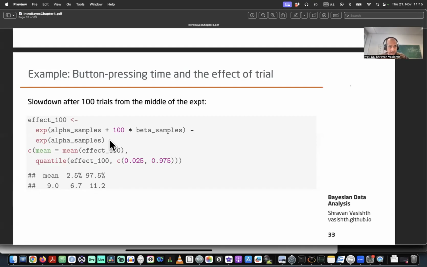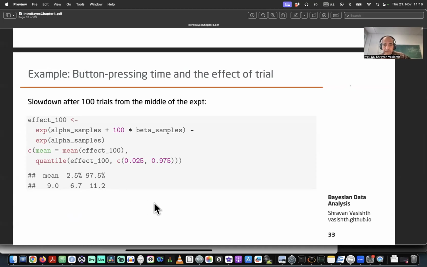So that's pretty much exactly what we have done earlier, but doing it with any range of values that you might be interested in. This is easier to understand now, because if I do this calculation on the millisecond scale, we basically observe a 9 millisecond slowdown on average as we go from the middle of the experiment to 100 trials downstream. So there is a fatigue effect that we are seeing here, okay? And the 95% interval is 6 to 11 milliseconds.